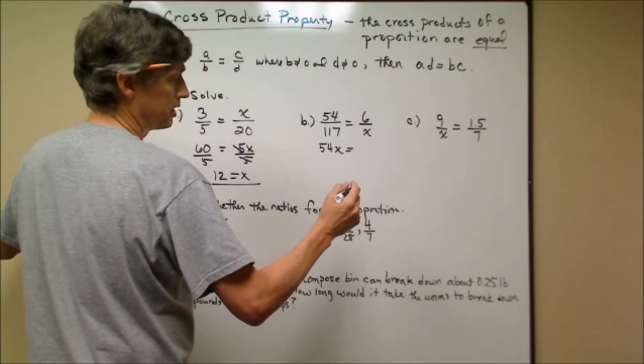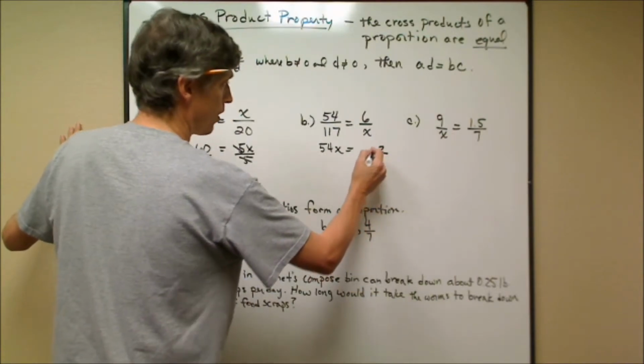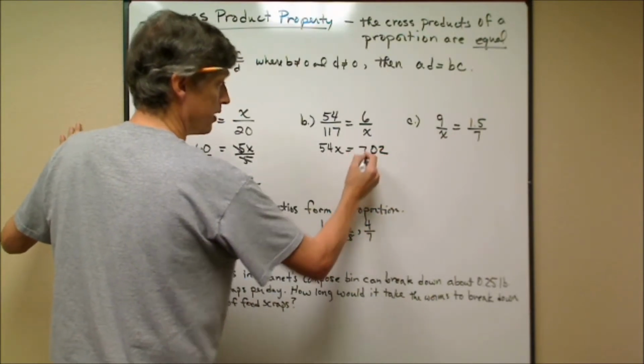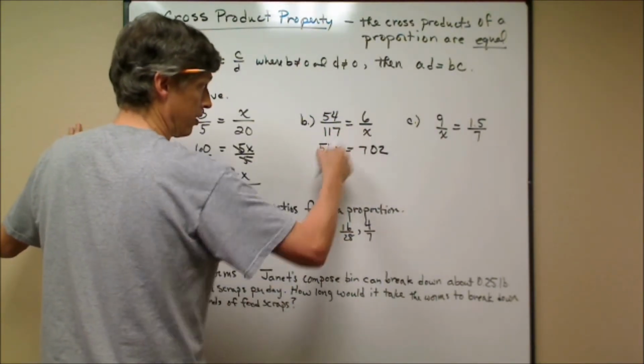Oh, my goodness. 702. Let me see. I'm going to have to do this one out. 2, carry a 4, 0, carry a 1, 702. Now I'm going to solve for x. That's this product here, and that's this product here.